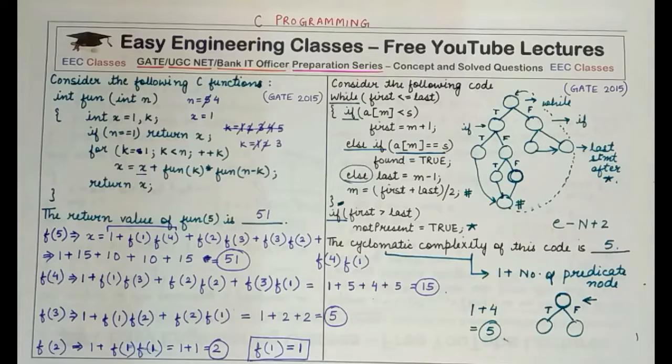All right, so you can do it by any of the 2 ways, but I find that for exams like GATE and UGC NET, you need quick ways in which you can solve the question in as less time as possible. Therefore, counting the number of predicate nodes is one of those ways.